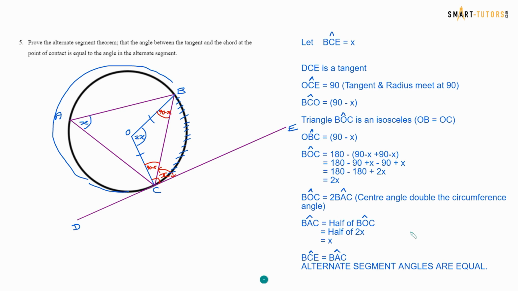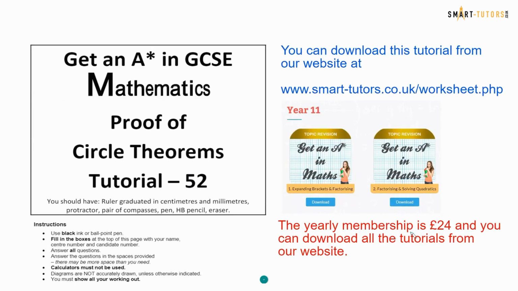So BCE, which is the tangent and chord angle, is equal to the alternate segment angle, which is BAC. So we have proved that alternate segment angles are equal. That is the end of the tutorial.